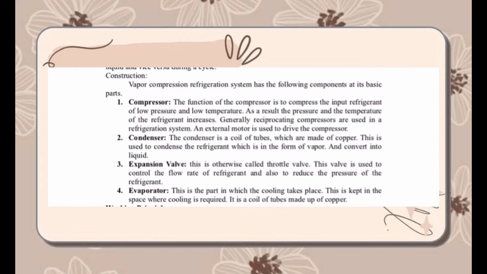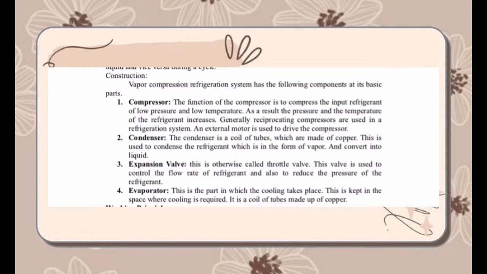So, ang third component, which is ang expansion valve, otherwise called throttle valve. This valve is used to control the flow rate of refrigerant and also to reduce the pressure of the refrigerant. So ang expansion valve, it is the device used nga mo control sa refrigerant flow in refrigeration system. And it helps also to facilitate the change of higher pressure of a liquid refrigerant in the condenser to lower pressure gas refrigerant to evaporator.